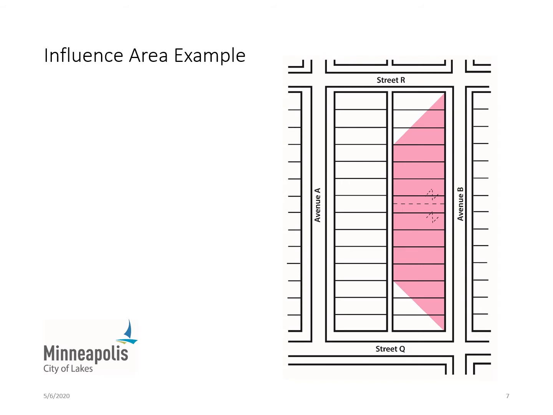This slide illustrates what an influence area might look like for a typical residential street. If you look at this typical residential block example, if Avenue B was being resurfaced, the property area within the pink trapezoid would be within the influence area of the project and subject to assessment. This influence area method is a way to uniformly assess properties based on square footage that is fair to corner properties.